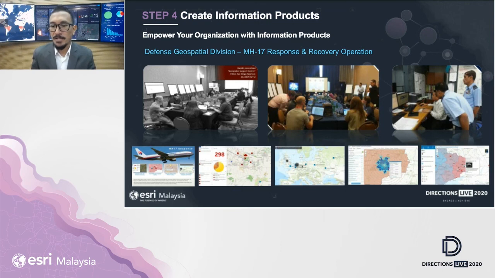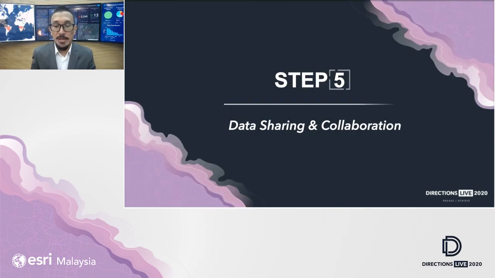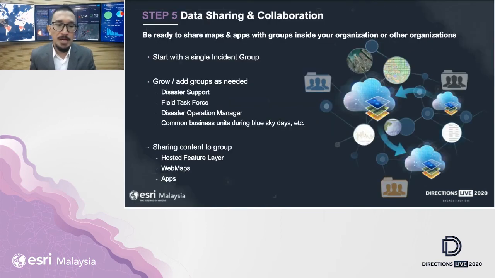Okay, step 5 is to have data sharing and collaboration. Groups are a great way inside ArcGIS Online to organize your items, such as a collection of maps and apps. Firstly, you can start by creating a single incident group. Then from there, you can gradually grow or add groups as needed, such as a disaster support group, a field task force, a disaster operation manager, as well as the common business unit during the blue sky days.